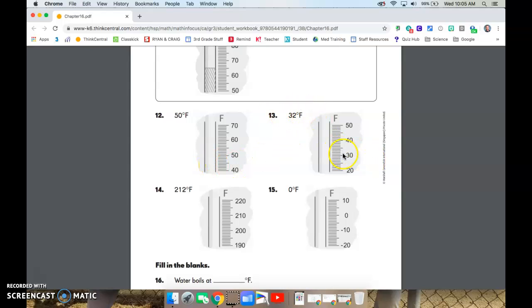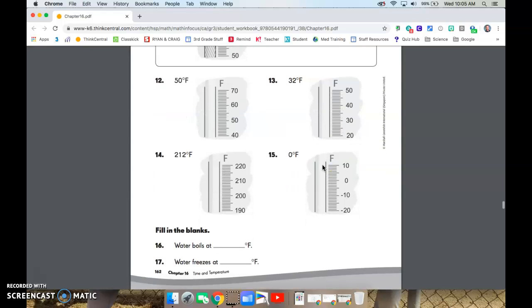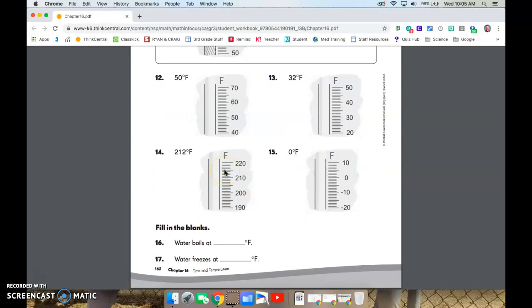Number 3 is 32. Now remember, 30, there's 40. Halfway is 35, so every one of these little marks is 1 degree. So there's 30, 31, 32. So come over here, carefully draw your line, and then just lightly shade in below. Whoa, 212. Remember what that was? 212 degrees? Yep, that's right. Water boils. So 210, 211, 212, right about there. And then fill in the bottom.